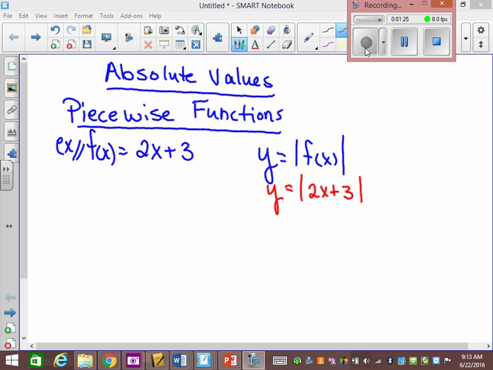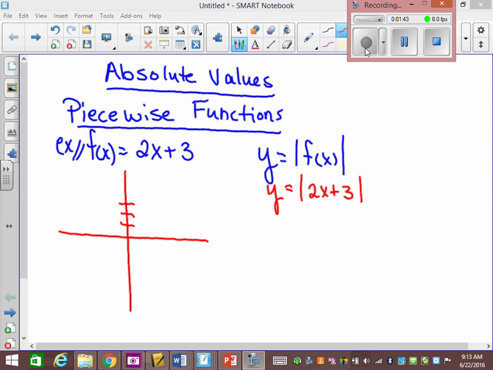Now remember, whenever you take the absolute value of anything, it's the distance from 0, so it's always positive. So really, it's going to take that 2x plus 3 graph and reflect anything that's below the x-axis above it, right? Because you can't have any negatives. So I always draw my original line first to get my piecewise function.